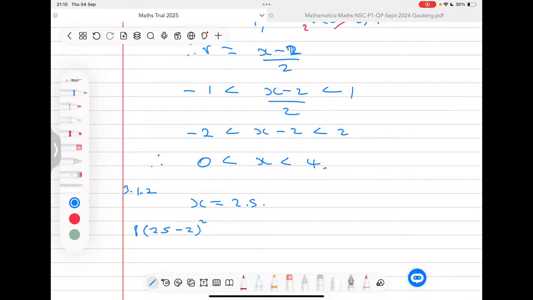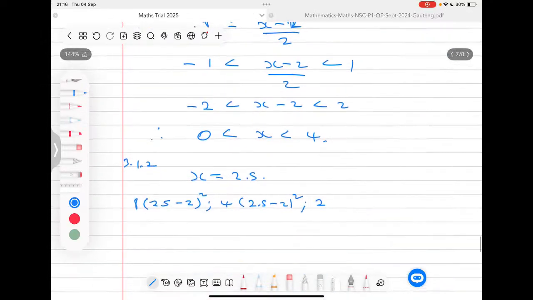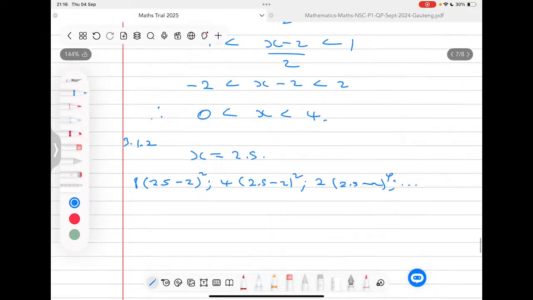I'm having a 2, and this is squared. The next term will be a 4, 2.5 again, minus 2, and this is squared. Then we are also going to have 2.5, and then we're having a negative 2 to the power 4, and this will continue like that.